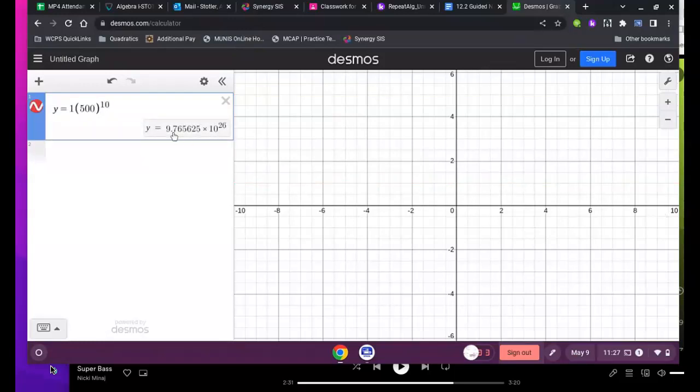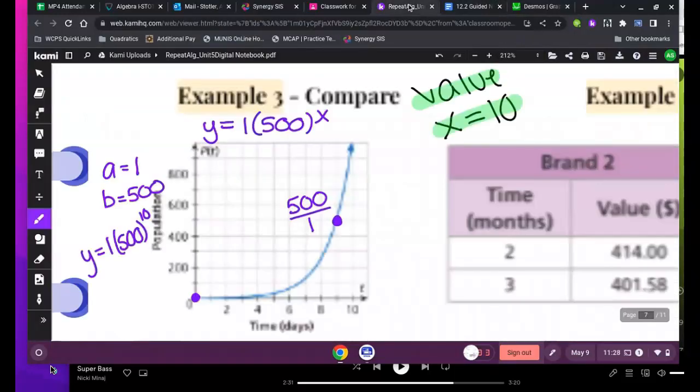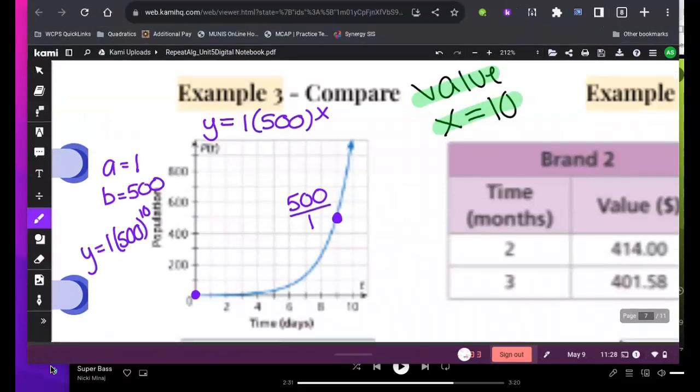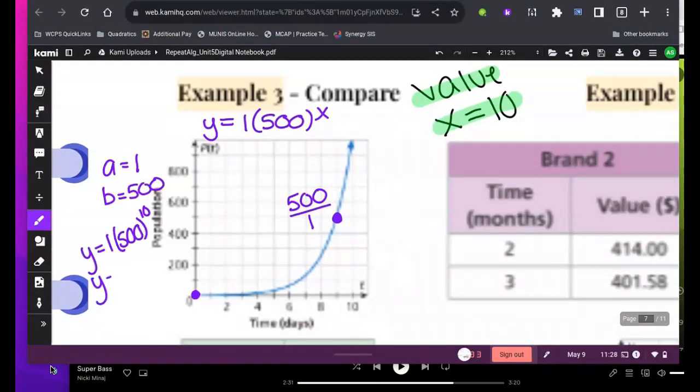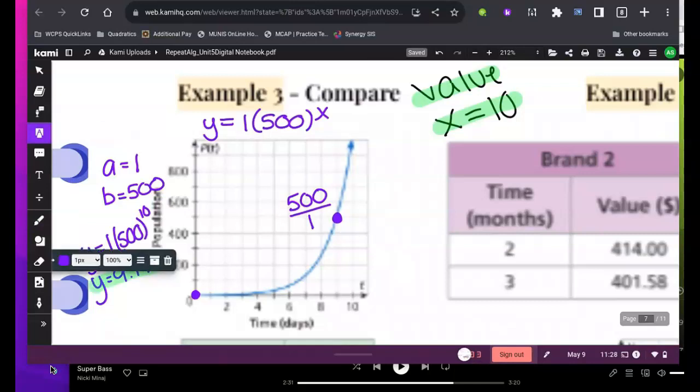So it looks like we have 9.77. So y is equal to 9.77. So that's one of the things that we're going to be comparing.